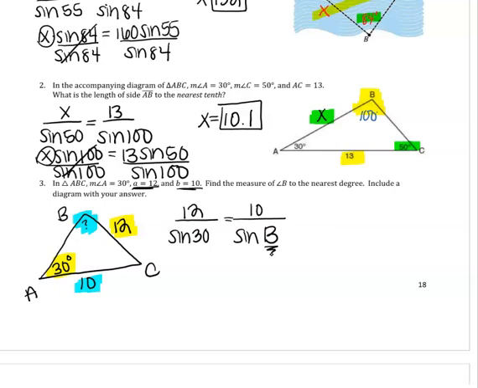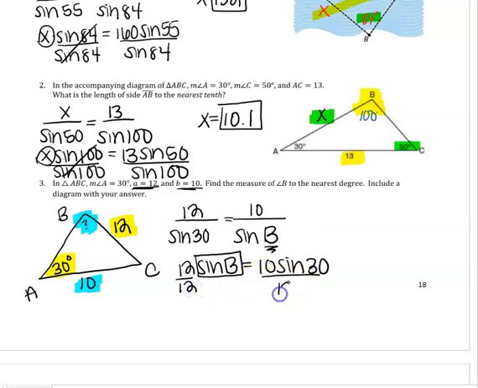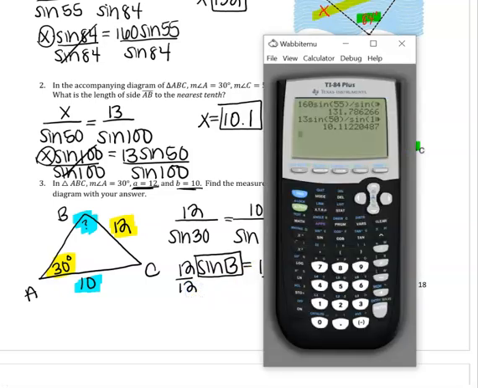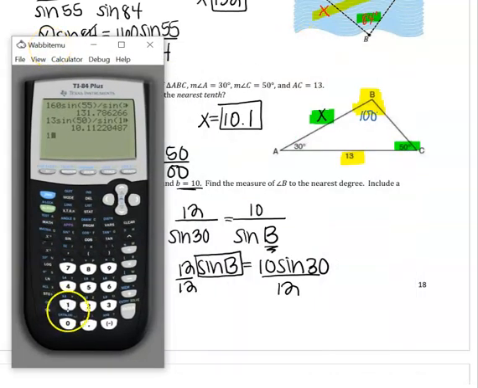Okay, in order to start to solve for angle B, I want to isolate that basically. So let's cross multiply to start. So I have 12 sine of angle B equals 10 sine of 30. Now, in order to get sine of B alone, I'm going to have to divide both sides by 12. Okay? So if I go to my calculator, I can do 10 sine of 30 and then divide that by 12. So 0.416 repeating, or 5/12. Let's leave it like that.